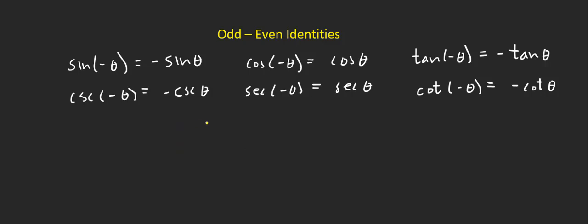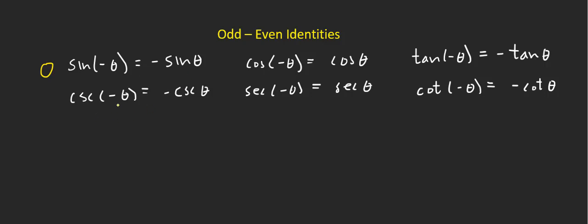So let's look at the 3 identities here. Which one is odd and which one is even? Let's take a look at the first one. Sine of negative theta equals negative sine theta. Well, that's going to be odd, because when you put in negative theta, notice it became negative sine theta.